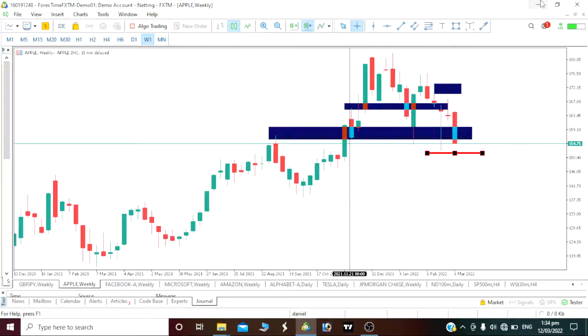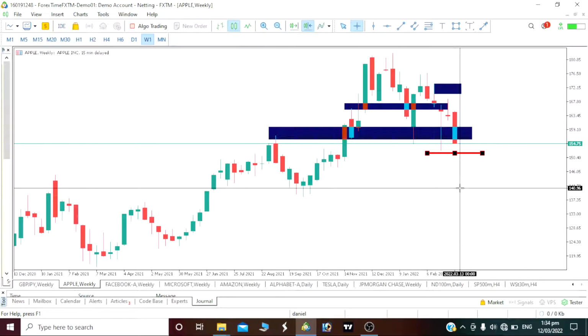So this week we'll be analyzing our stocks and seeing where our price will be moving for this week. Our prediction. Let us check and see where our price will be moving for this week.